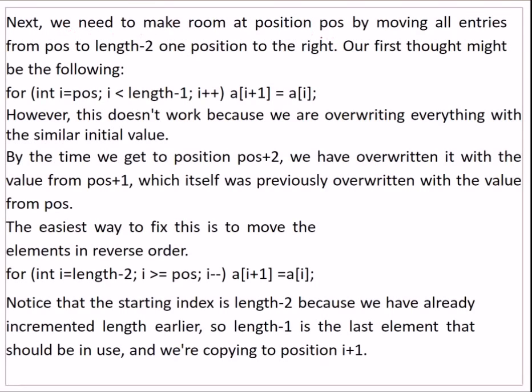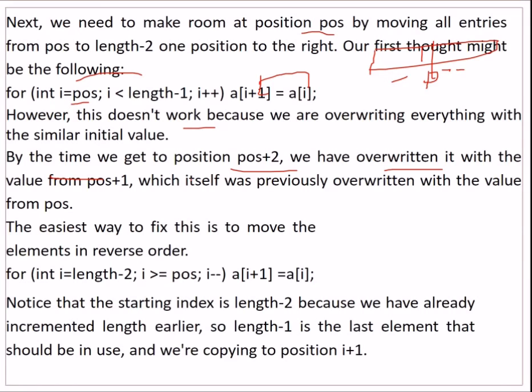So what we are trying to do is make room at position POS by moving all entries from position to length-1 one position to the right. That is, you can think like this: from position to length-1, we are shifting A[i] to A[i+1]. But here is a simple consideration that this is not going to work, because we are overwriting everything with a similar initial value. See, we are overwriting the value. So by the time we get to position POS+2, let me tell you, if this is the position POS, then this is POS+1, this is POS-1, this is POS+2. As we reach position POS+2, we have overwritten it with the value of position POS+1, which itself has previously been overwritten with the previous and previous value.